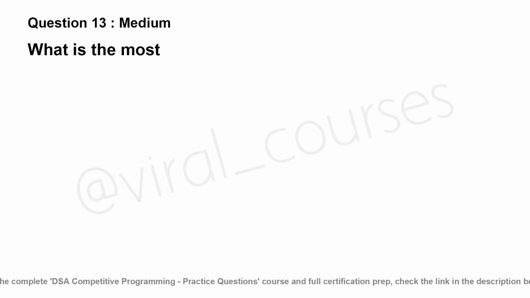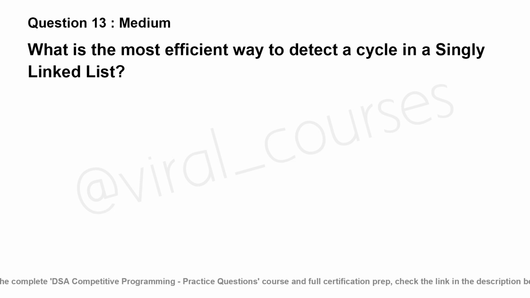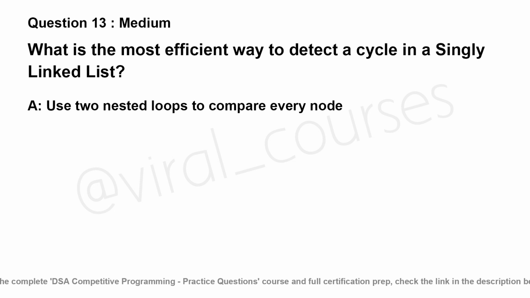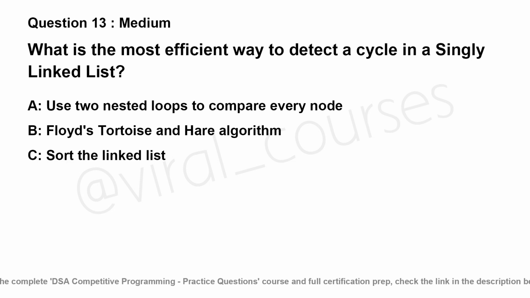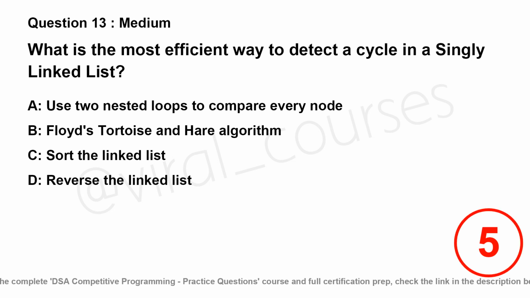What is the most efficient way to detect a cycle in a singly linked list? Option A, use two nested loops to compare every node. Option B, Floyd's tortoise and hare algorithm. Option C, sort the linked list. Option D, reverse the linked list.